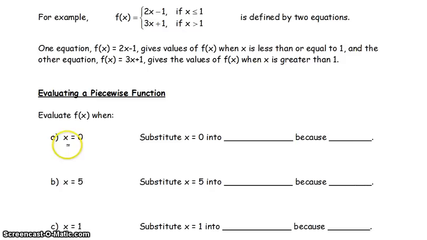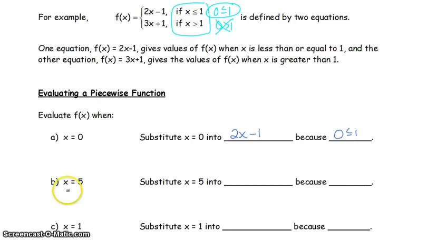So the first one that we want to evaluate is when x is 0. I have to start by looking at the domain. So we want to see, is 0 less than or equal to 1, or is 0 greater than 1? It's not greater than 1, it's less than or equal to 1. So therefore, I know that I'm going to have to substitute x into the equation that corresponds to that domain, which is when f of x is 2x minus 1, because 0 is less than or equal to 1.